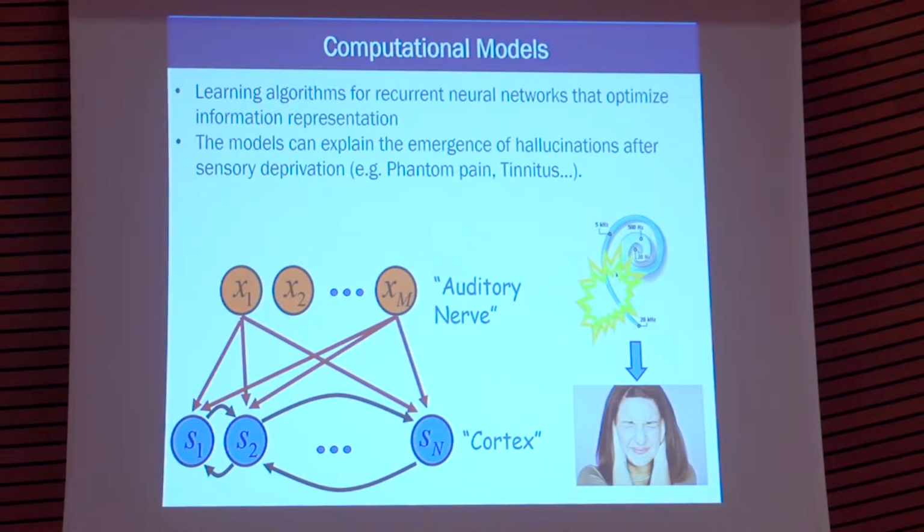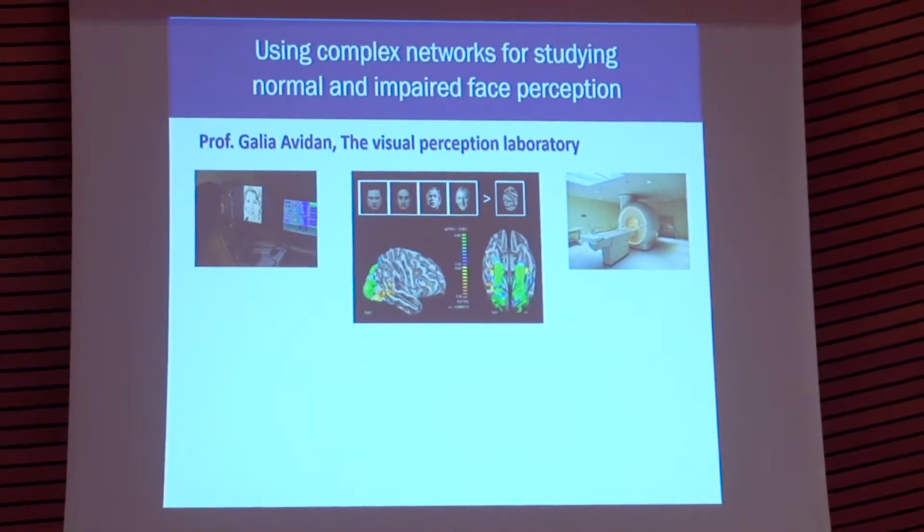The lab of Galia Avidan typically works with fMRI in the context of face perception, visual perception in general, and they use a lot of complex network analysis, brain connectivity. They showed interesting findings related to face perception and prosopagnosia, this disease where people do not recognize faces.